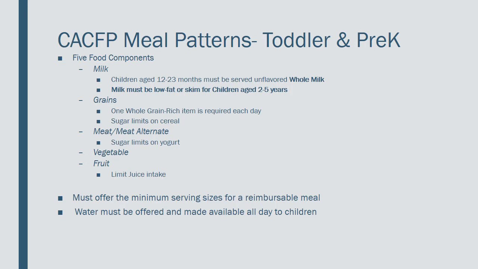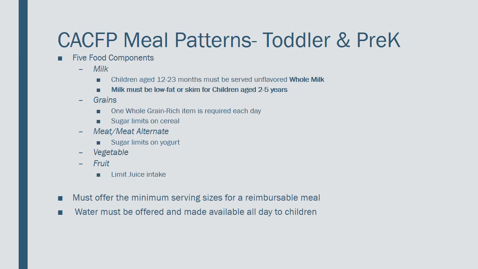Each component has its own different requirements and portion size to follow. For milk, children under 2 years old should be served unflavored whole milk, and children over 2 should be served 1% low-fat or skim unflavored milk. For grains, we must serve at least 1 whole grain-rich item per day. And some of the other requirements we have to follow are things like limiting sugar in yogurts and breakfast cereals.